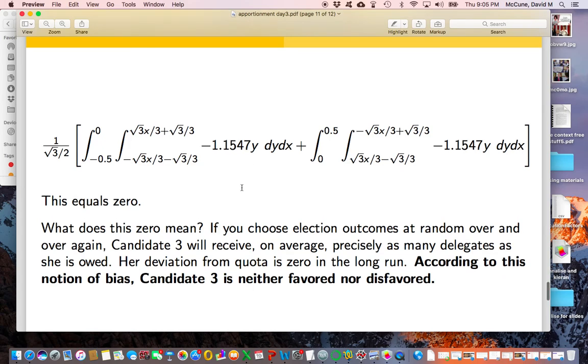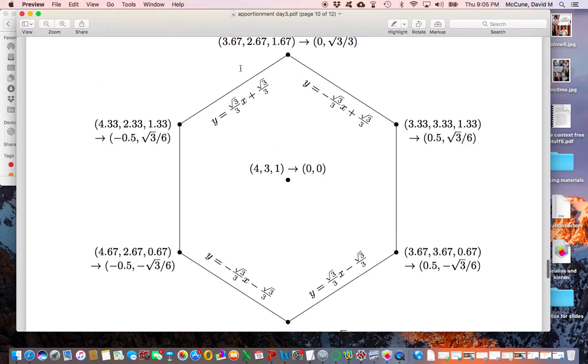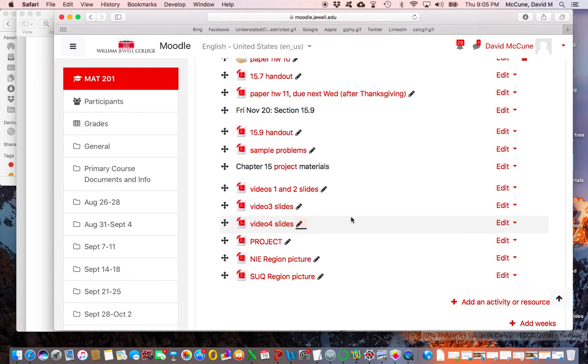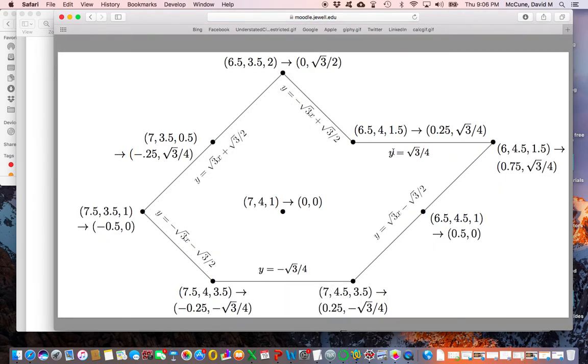But setting up the integral, you took this plane information and then you had to integrate based on bounds from the picture. So this picture I'm just giving you. The other pictures for the other methods are here under Chapter 15 Project Materials. I've included an NIE region picture with these lines included, and all the transformation stuff, right? So all the geometric work is here. You don't have to reinvent this yourself.